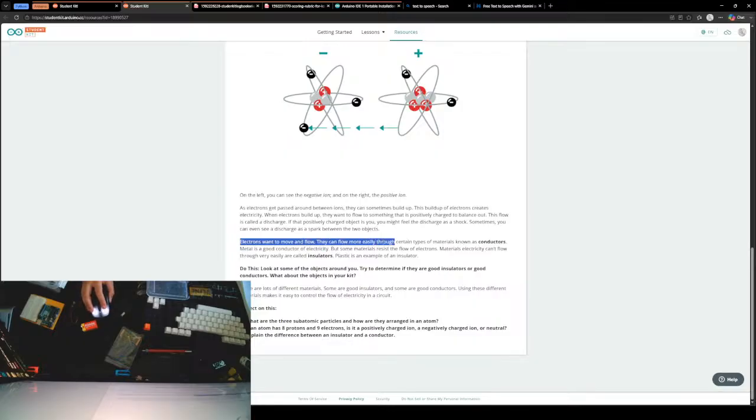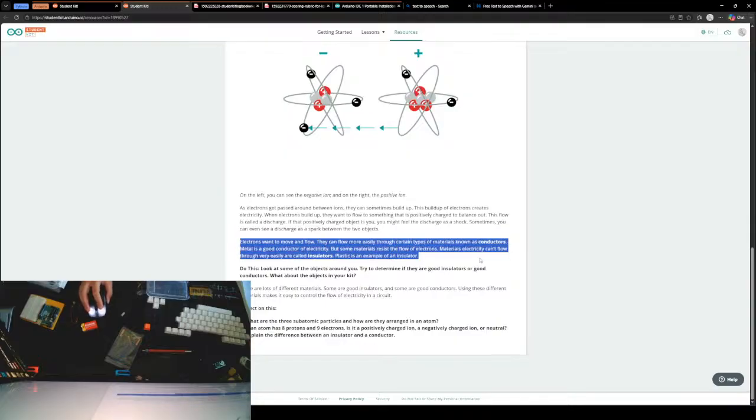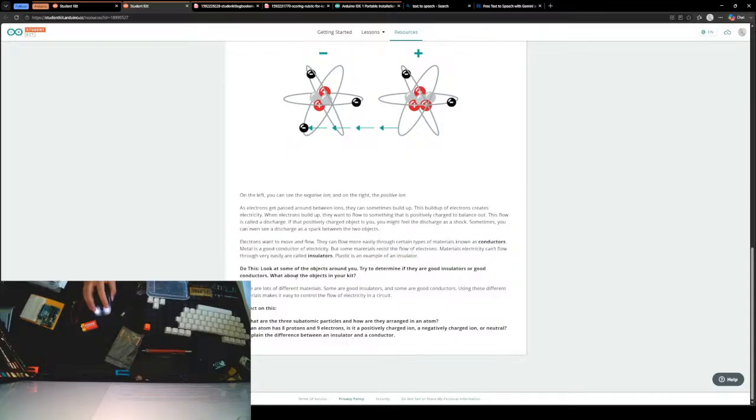Electrons want to move and flow. They can flow more easily through certain types of materials known as conductors. Metal is a good conductor of electricity, but some metals resist the flow of electrons. Materials electricity can't flow through very easily are called insulators. Plastic is an example of an insulator. Do this. Look at some of the objects around you. Try to determine if they are good insulators or conductors without the objects in your kit.